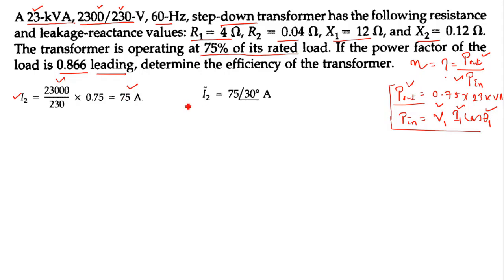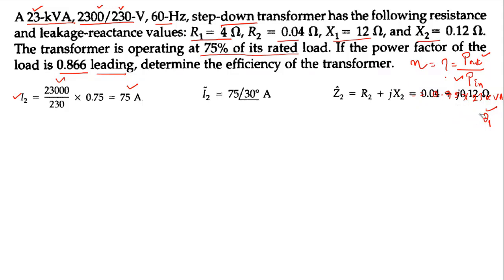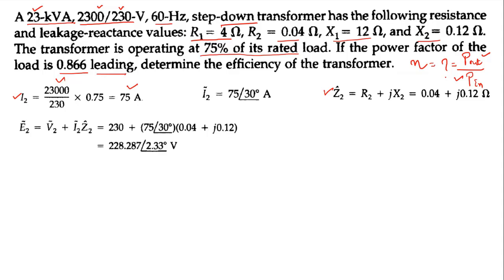Now what will be the angle of I2? I need to know that. Before writing this, I need to find the impedance on the secondary side. This impedance Z2 of the secondary side is R2 plus jX2. R2 is given as 0.04 and X2 is given as 0.12. So Z2 is 0.04 plus j0.12.